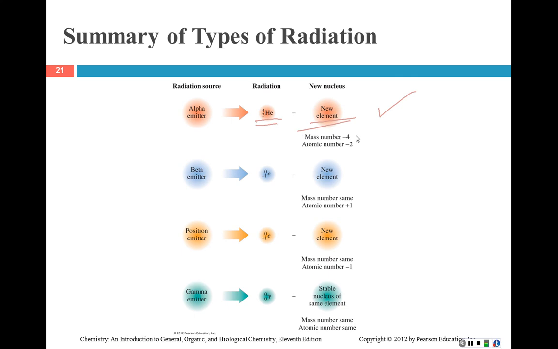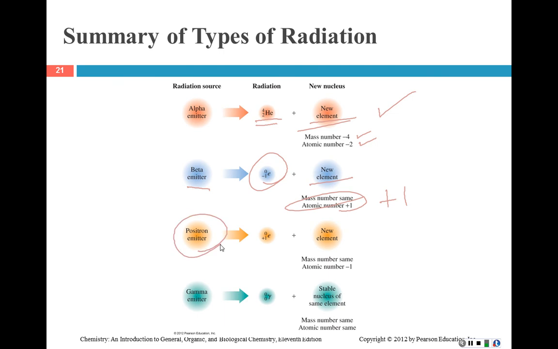The mass will be 4 less. The atomic number will be 2 less. And if it's a beta emitter, it's going to be getting a negative charge over here. So the new element will have the same mass, but the atomic number will have to be 1 higher.